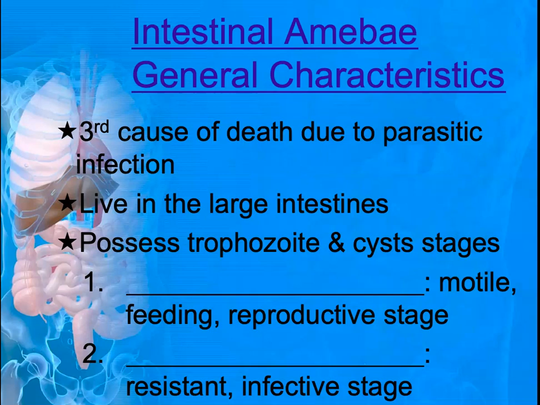The intestinal amoeba, as the name suggests, live in the large intestines. The life cycle is pretty simple, so you can breathe a sigh of relief for a second, because I know those helminth life cycles could be fairly complicated. The amoebas you'll see are very simple with just two life cycle stages, a trophozoite and a cyst. The trophozoite is the motile, feeding, reproductive stage of the parasites, and it reproduces by asexual binary fission. The cyst is the environmentally resistant, infective stage. It's the non-feeding stage. The cysts have protective cell walls, so they can remain viable for long periods of time outside the body.